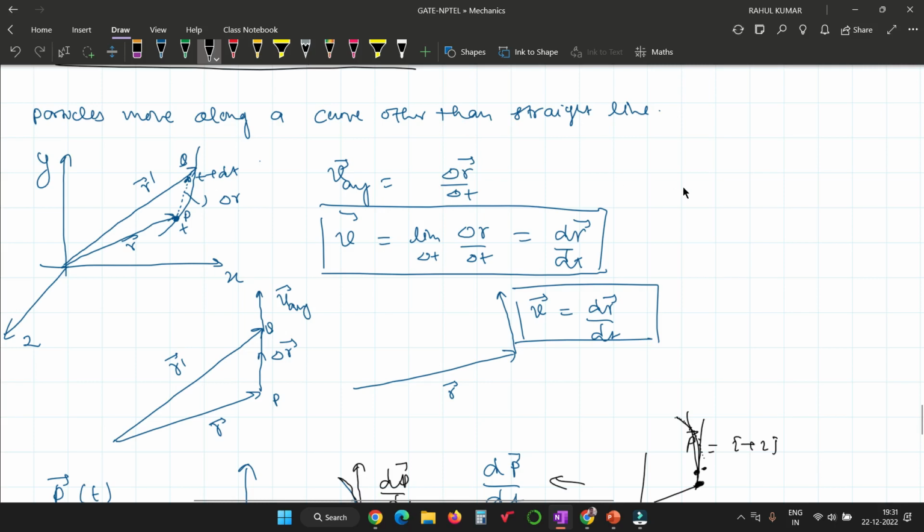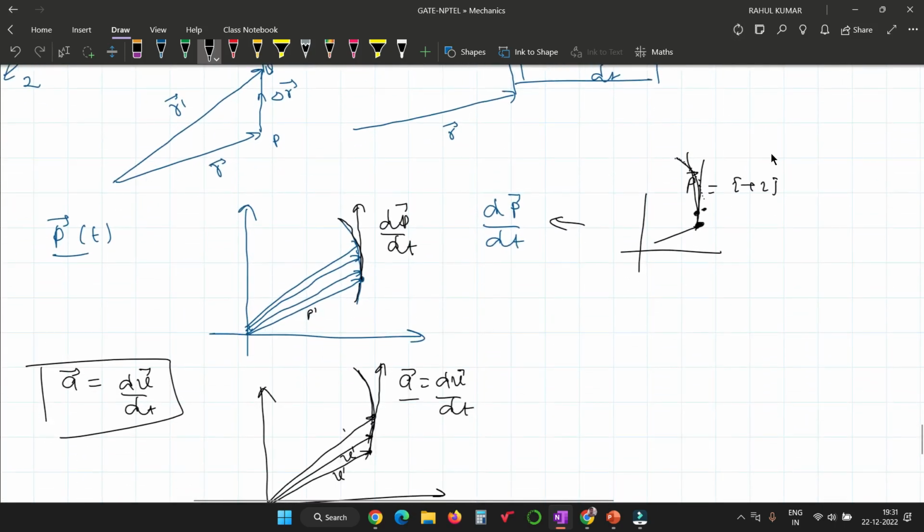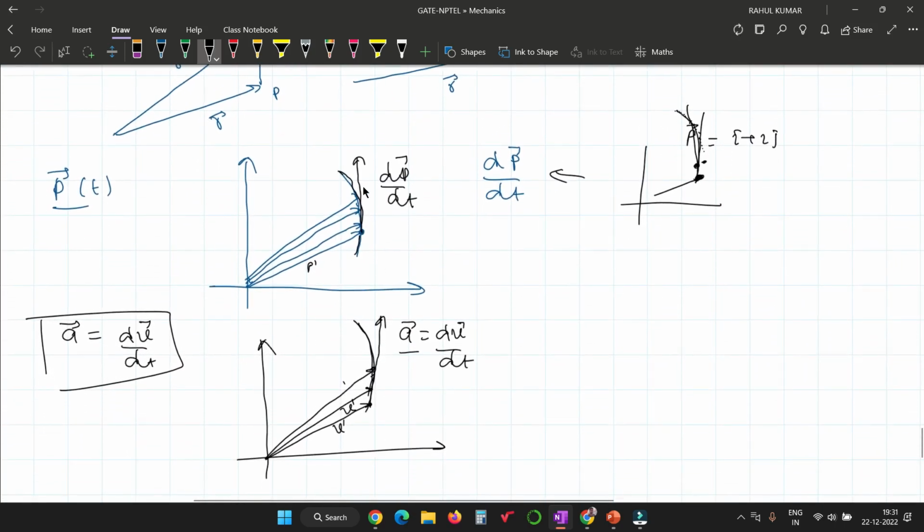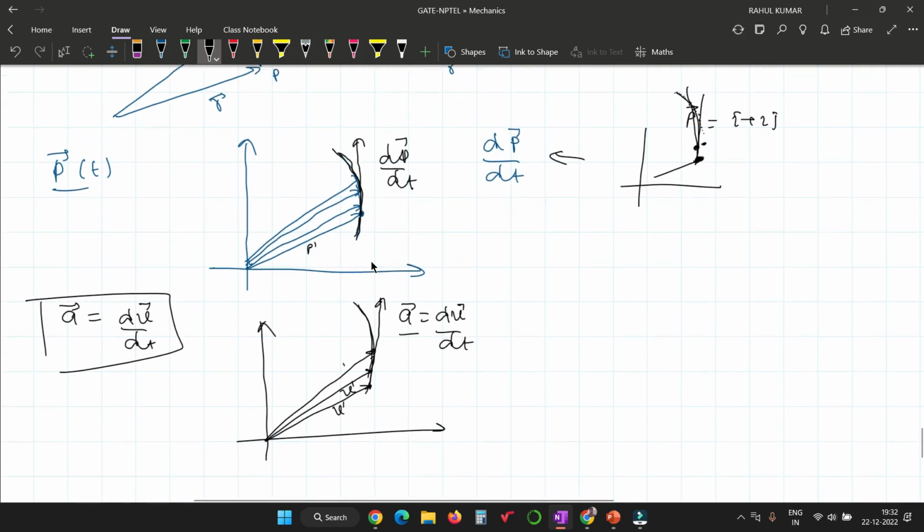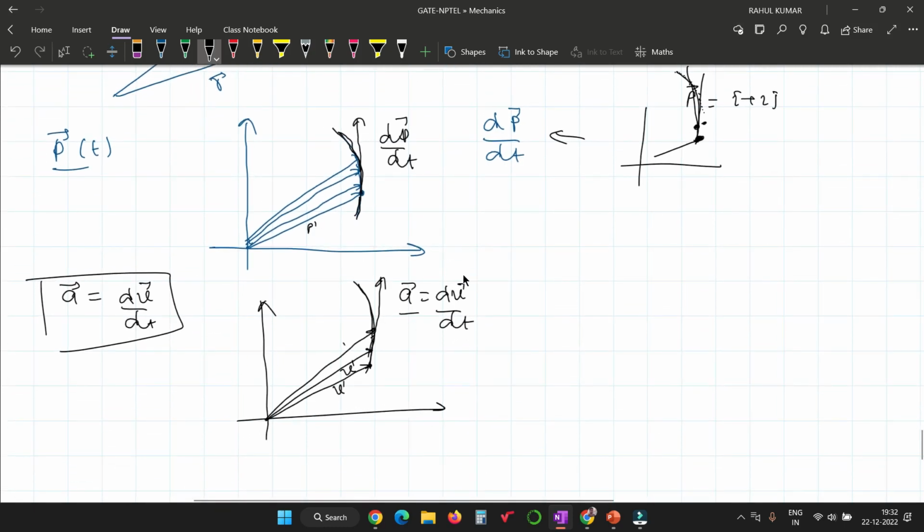Velocity is always tangential to the path, because v is nothing but dx by dt. Velocity is actually the derivative of the path. So velocity is tangential to the path, but acceleration is not. Acceleration is tangential to this curve, and this curve is the joining of the points of all those vectors at different times. So in general, the acceleration vector is not tangential to the path.